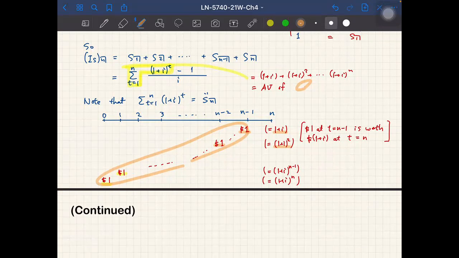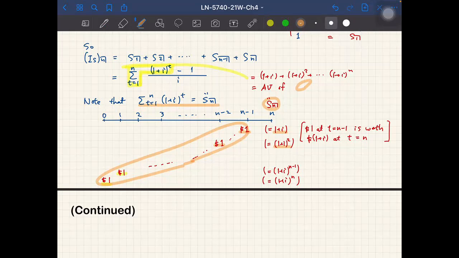And this accumulated value of the orange payments is worth s double dot angle n by the definition of s double dot angle n. So that's why the summation t equal to 1 to n of (1 plus i) to the t's power is equal to s double dot angle n.